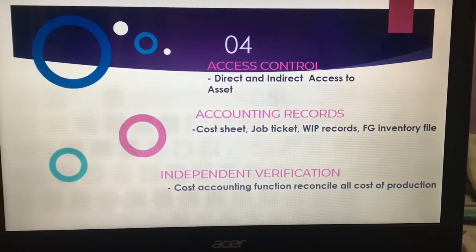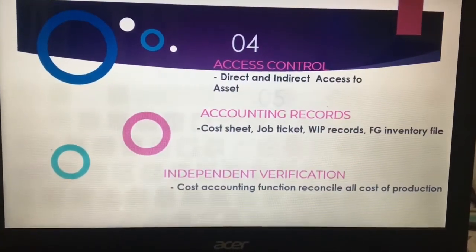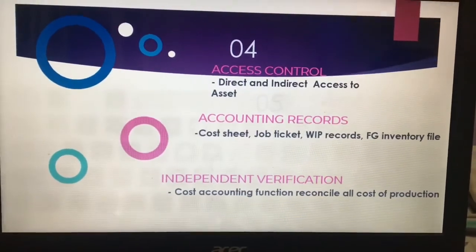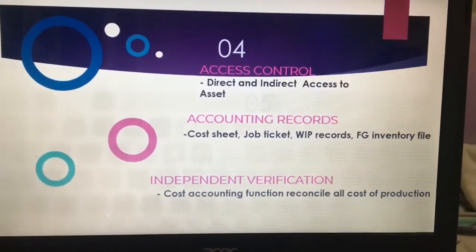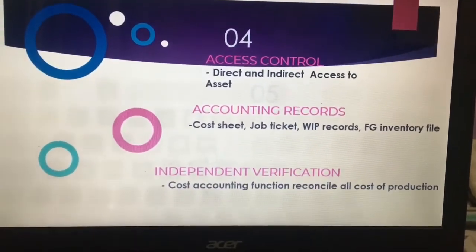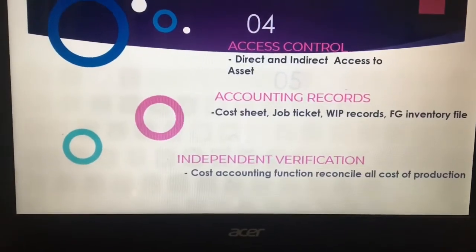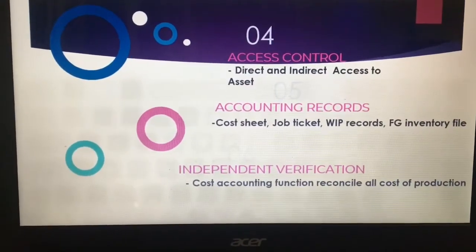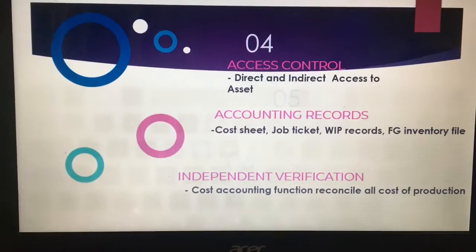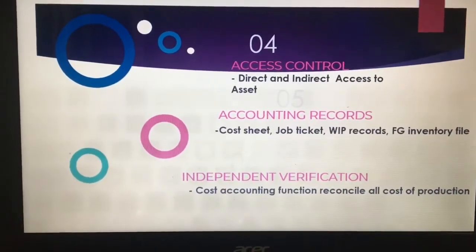So the next is accounting records. The objective of this control technique is to establish an audit trail for each transaction. To accomplish this, they use a work order, cost sheet, move ticket, job ticket, material requisition, the work in progress file, and the finished goods inventory.